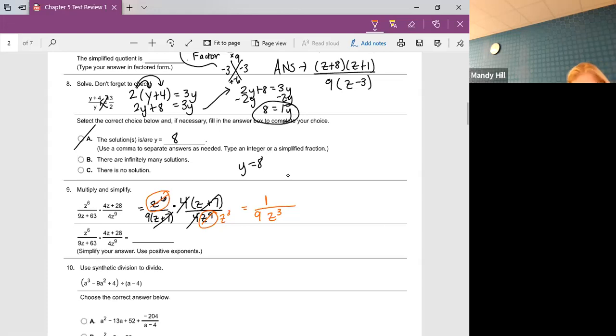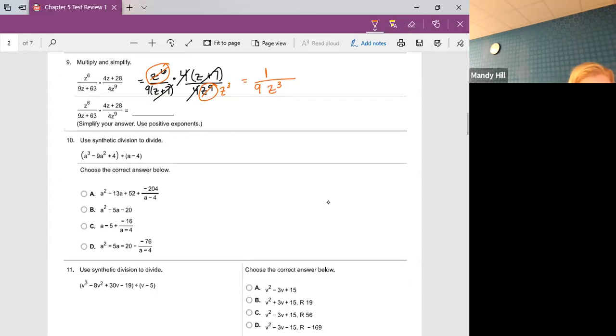On number 10, I'm not going to check what kind of method you use to divide. It does not matter to me. Synthetic division would be the easiest, I would think. Remember, we did one of these a while ago, and we were checking to see that we had a to the 3rd. It needs to be in descending power. So we would have an a to the 3rd.